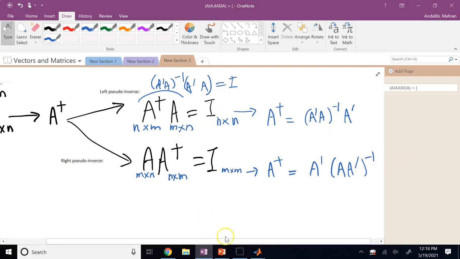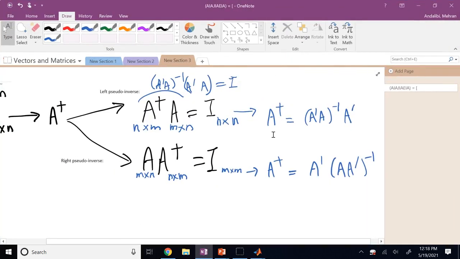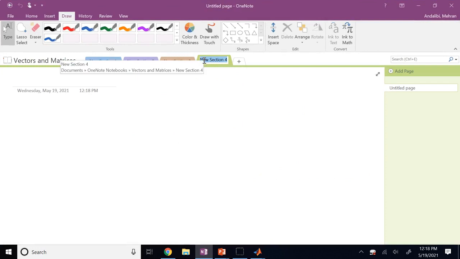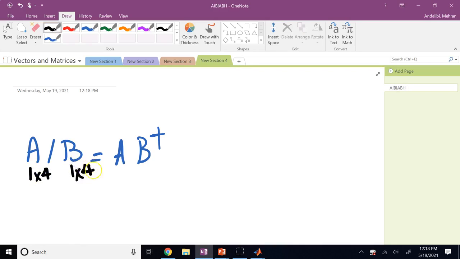So what you're doing here when you're dividing is you're doing pseudo inverse, because A and B, for this example I used, they don't have inverse. So when I say A divided by B, which is A times B inverse, there is no B inverse. So instead of B inverse, it is multiplying it by B what? Pseudo inverse. And remember, A was a 1 by 4, and this one was a 1 by 4. So what's going on here?